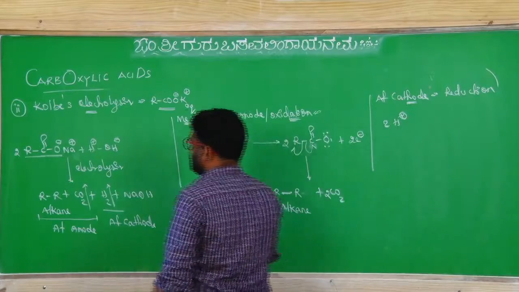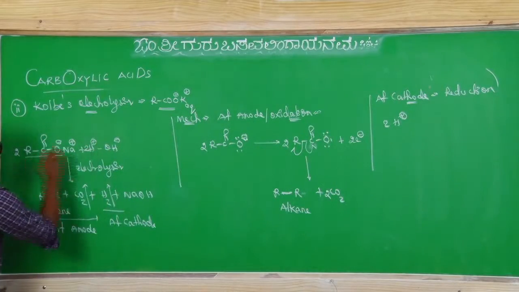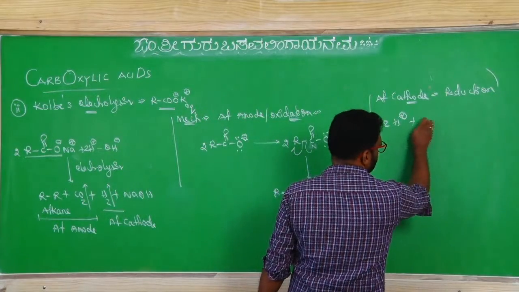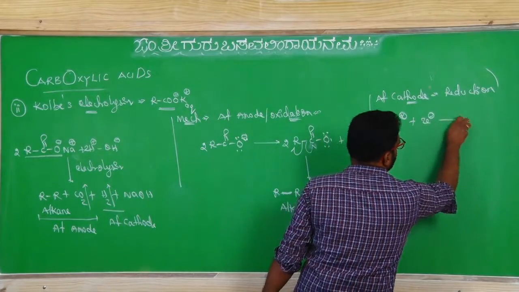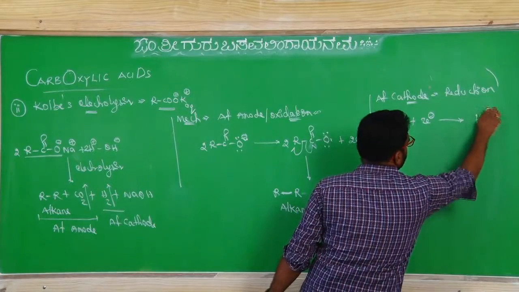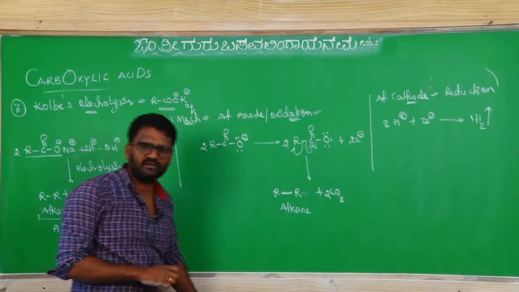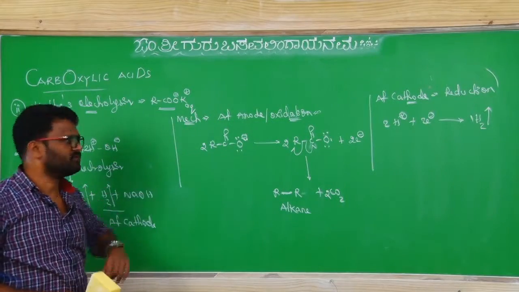If you are taking 2 moles, it means water also you have to take 2 moles. So then you will get 2 moles of H plus ion, let us assume here. Then it will take 2 electrons, then you will get what? H2 gas. So 1 mole of H2 gas. Where will you get 1 mole of H2 gas? At the cathode.